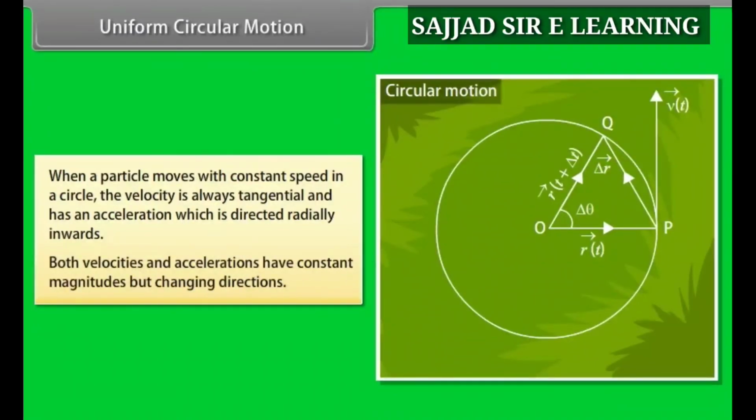Both velocity and acceleration have constant magnitudes, but changing directions.